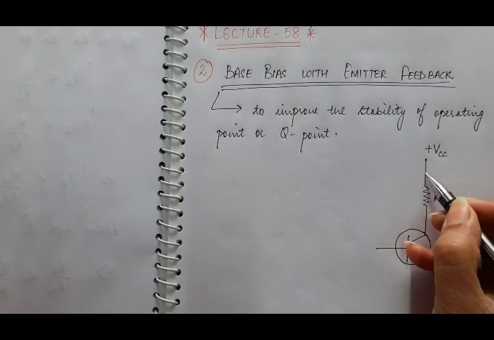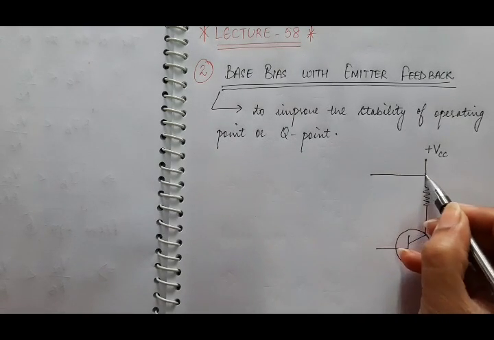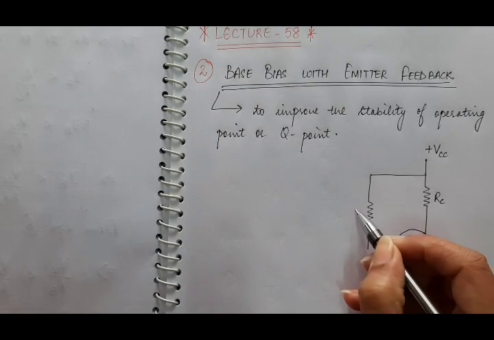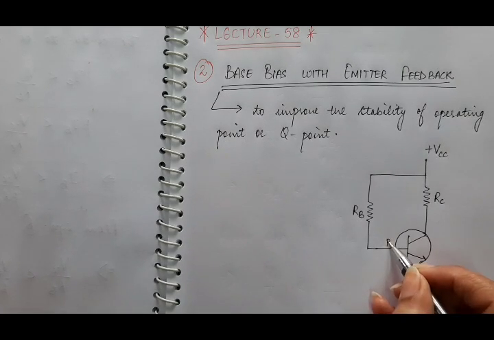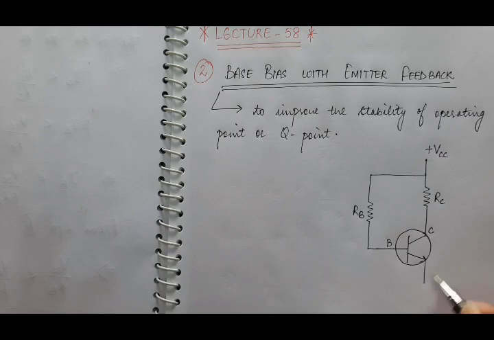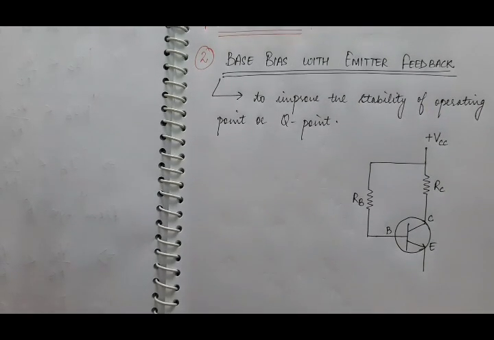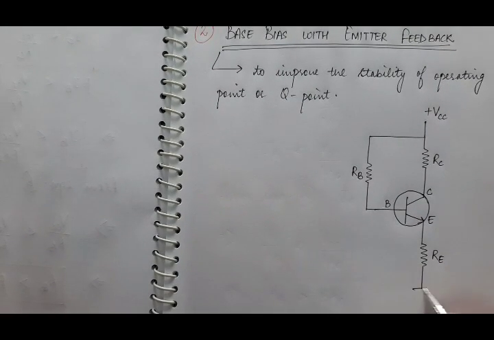And similarly, this step is same as that of fixed biasing or base biasing. Here we have base resistor RB, which is connected to base terminal of the NPN transistor. This one is base, this one is collector, and here we have emitter. And with emitter feedback, here we have emitter resistor RE, which is connected to the emitter terminal, and it is further grounded.